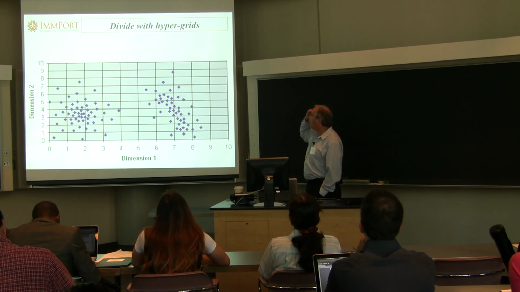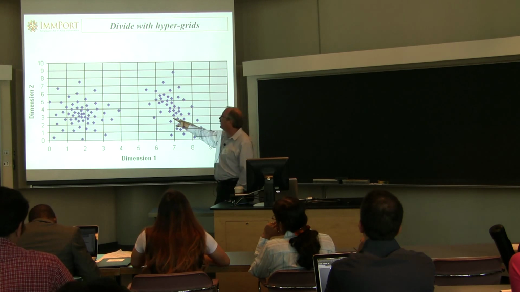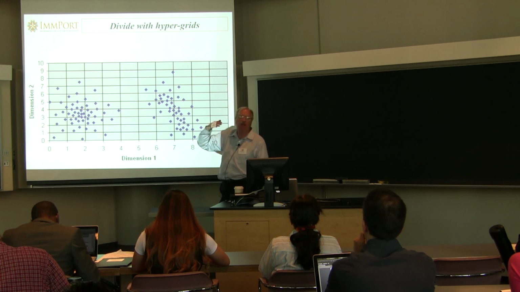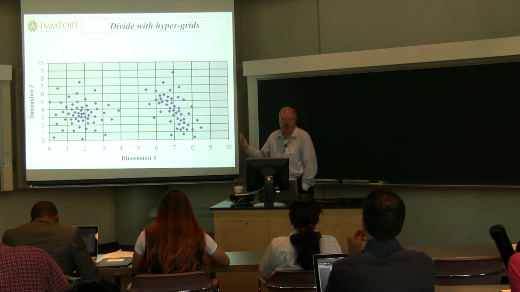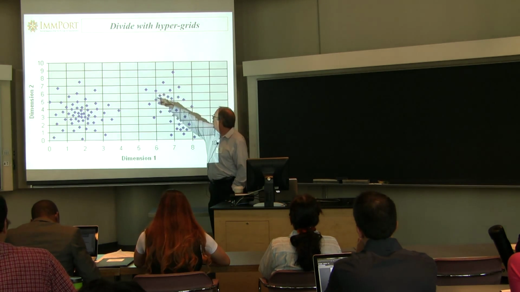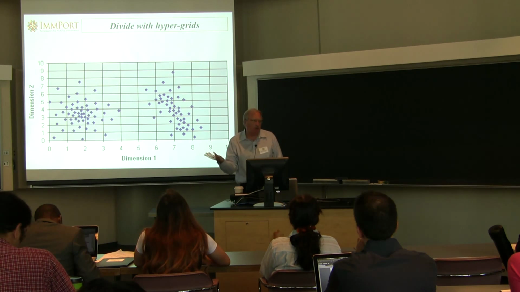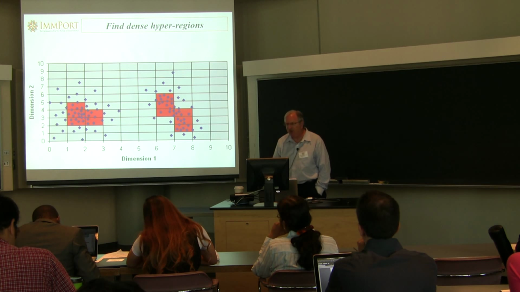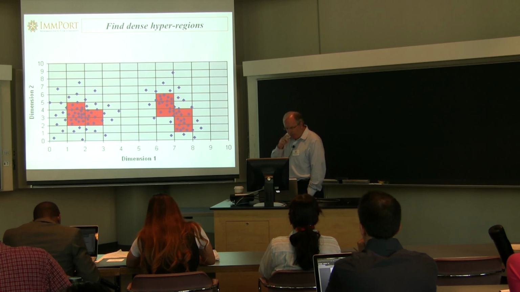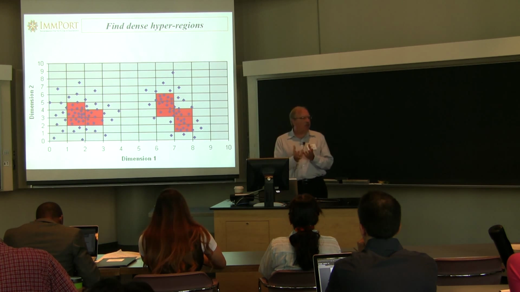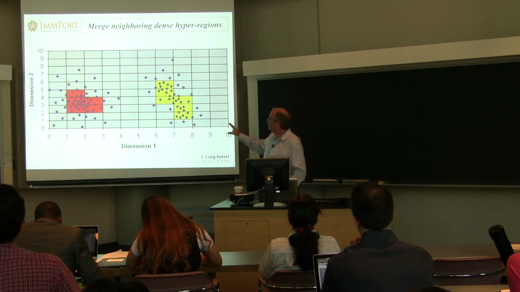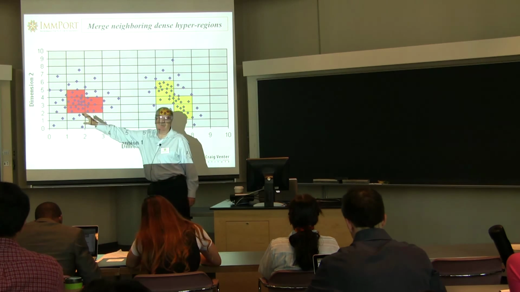Then we say, which of these regions would I consider to be a dense hyperregion? That is, it has a certain number of events in it that exceed some density threshold. If the density threshold in this case were 3, then you would label these regions as being dense, and these other regions as being sparse or unpopulated. And so you would identify where the dense hyperregions are. Then you can merge together the neighboring dense hyperregions, and you would end up with something that looks like this, where you distinguish between this group and that group.